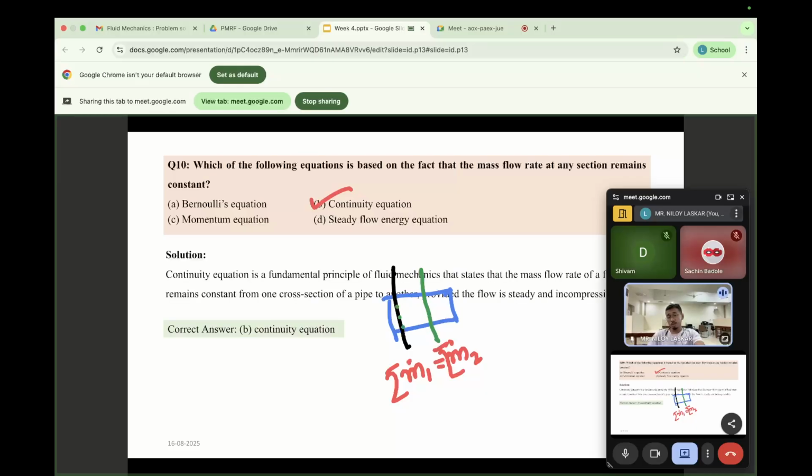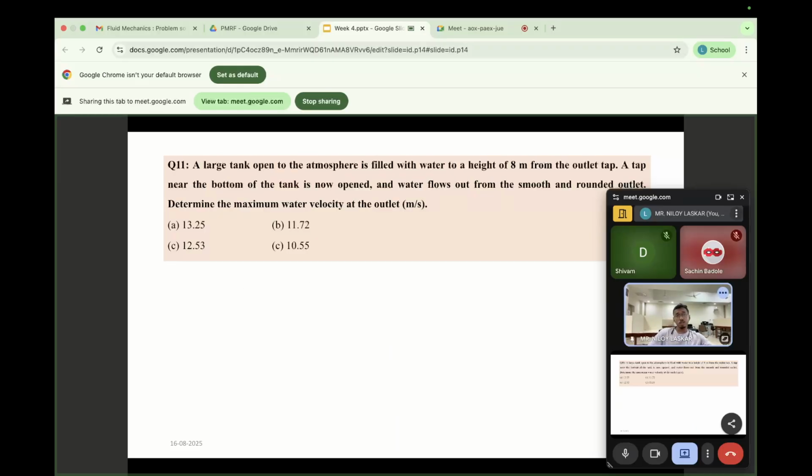So I'm moving to the next question. It's a numerical question and it is based on the concept you have studied till now. I am giving you 2 minutes to solve this. Before starting, let me clarify the question. What has been asked in this question?